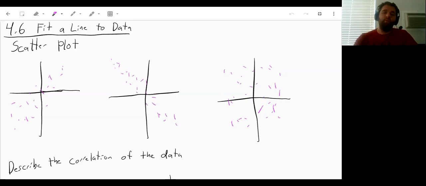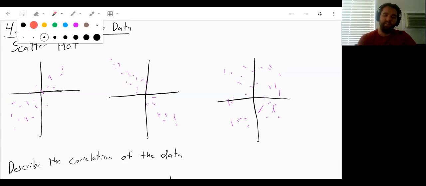Welcome to section 4.6, fitting a line to data. One thing you need to know is the term scatter plot, which is just a graph with a lot of individual dots that are scattered about. That can show you the overall picture of the data you're looking at. One nice thing with that is it allows you to start seeing trends in the data.